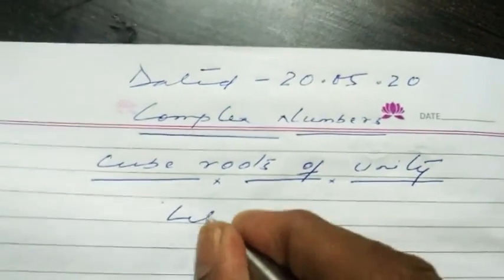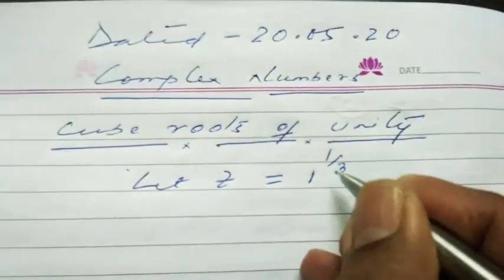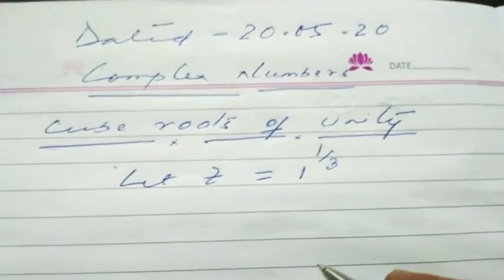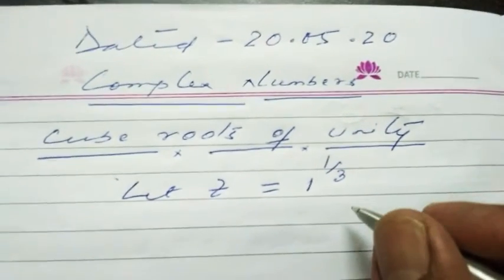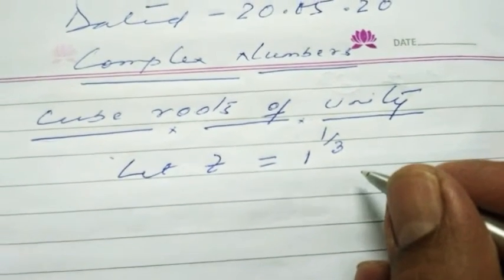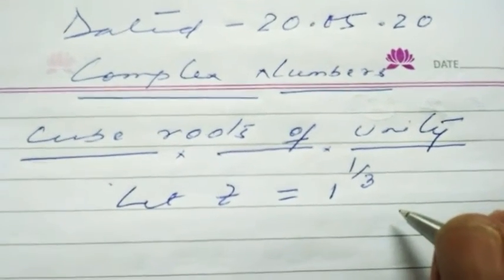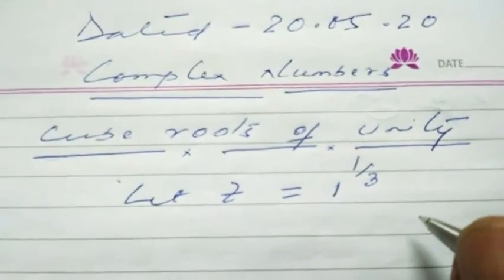Let z is equal to 1 to the power 1 by 3. If 1 to the power 1 by 2, it is a square root. If 1 to the power 1 by 3, it is a cube root. 1 to the power 1 by 4, it is the fourth root. 1 to the power 1 by n, it is the nth root. But today, we'll discuss what the cube roots of unity are and how we can find them.